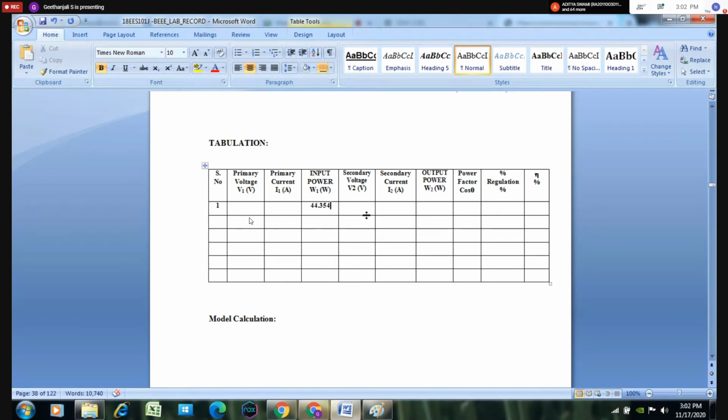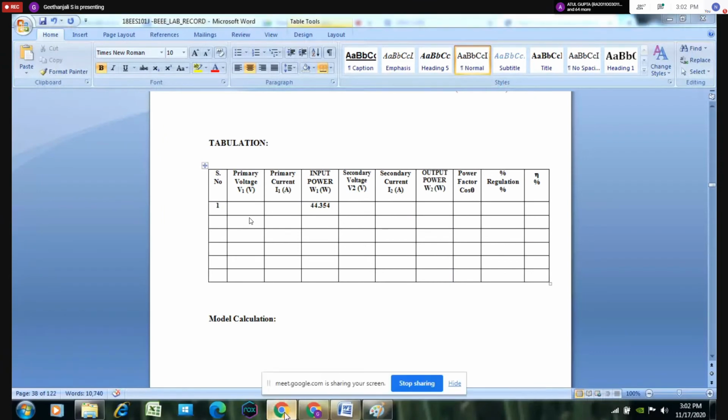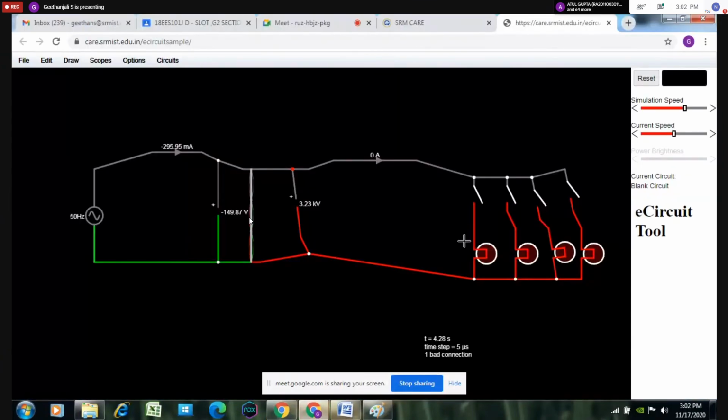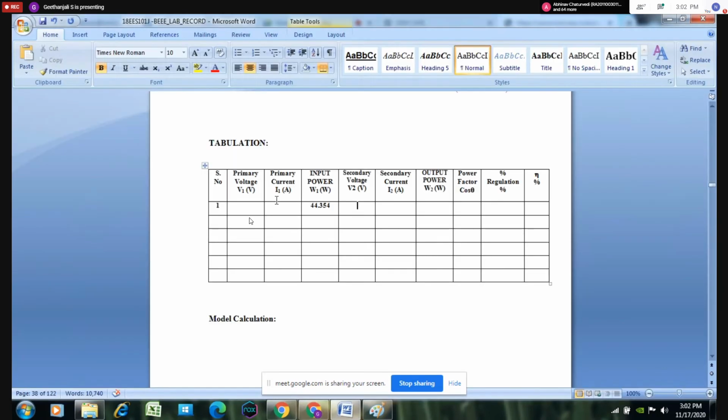Input power over. Then the secondary voltage. What is the secondary voltage? This is the secondary voltage. Since it is an open circuit, no current flows, so 0. The efficiency, everything is 0. Are you getting my point? The ammeter reading is shown in milliampere. Convert that into ampere. Here V2, I2 is 0 since it is an open circuit and no current is flowing. So output power 0, power factor 0, regulation, efficiency, everything 0.